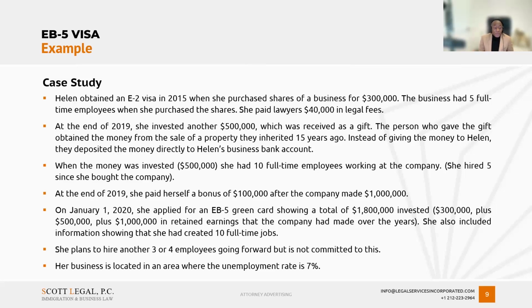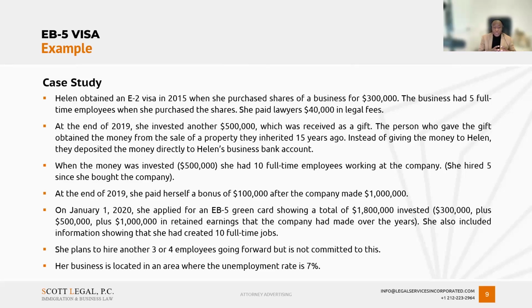So first of all, Helen applied for an E2 visa. We would have done a source of funds analysis of where she got the $300,000 from. But that source of funds analysis is pretty useless because this investment can't count anyway. So the $300,000 was paid to the seller, and that doesn't have anything to do with job creation. And $40,000 in fees can't count either, because legal fees can't be counted. And also the 5 full-time employees that worked at the company don't count for job creation either.